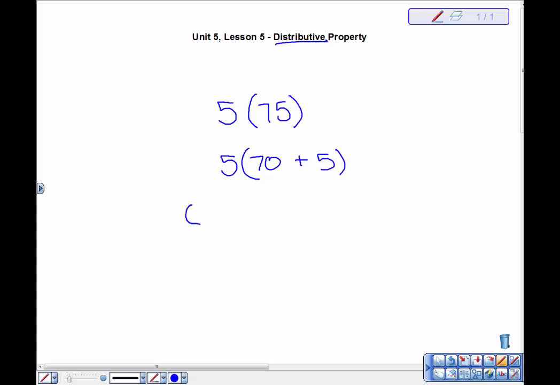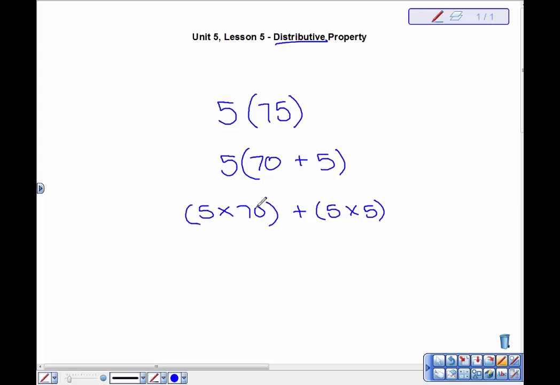So I could do 5 times 70, whatever that equals, add that to whatever 5 times 5 equals. So I'm going to break 75 into two pieces, 70 and 5, and then I'm going to give that 5 to each one of those. Now, when we work with the distributive property, we're multiplying. So when I say I'm going to give that 5 to each one of those pieces, I mean I'm going to multiply the 5 by each one of those pieces. I just say give because distribute is a synonym for give.